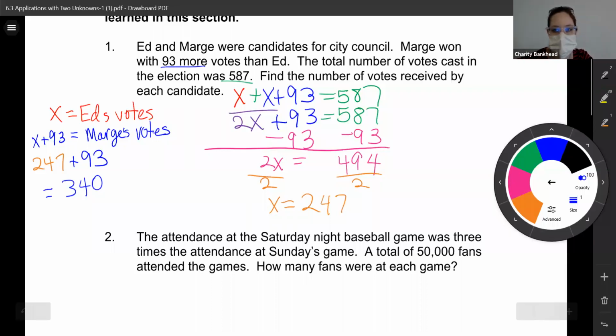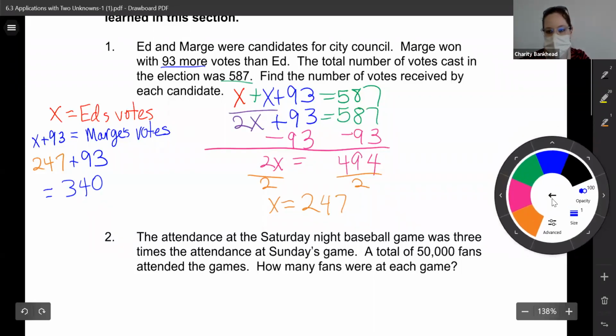All right. Plus 4 is 13. Yeah, but you had to carry a 1 from 3 plus 7 is 10. You carry the 1. And you can also see that if you add 340 plus 247, that equals the 587. Okay. So Ed got 247 votes and Marge got 340.